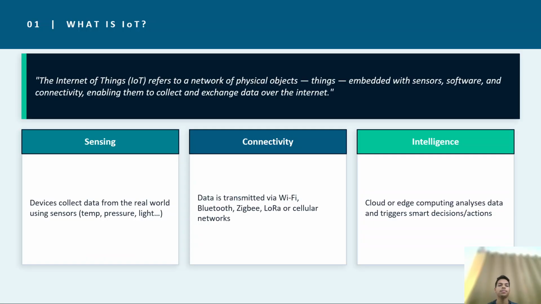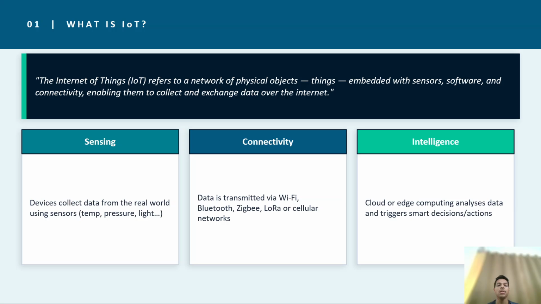What is IoT? At its core, the Internet of Things is about connecting everyday physical objects to the Internet so they can send and receive data. Think about it. Your smartwatch tracking your heartbeat, a thermostat that adjusts temperature automatically, or a factory machine that alerts engineers before it breaks down. All of these are IoT in action.